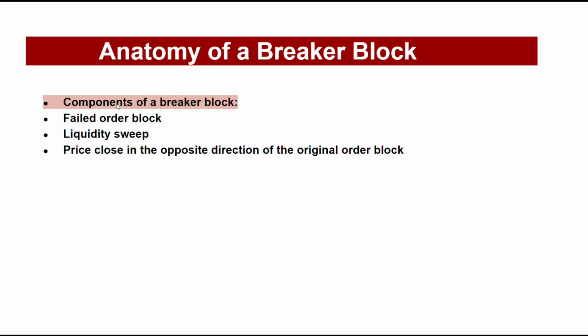So the anatomy of a breaker block. There are three components of the breaker block: a failed order block, a liquidity sweep, and then price closing in the opposing direction of the original order block. This is pretty simple to understand, right?